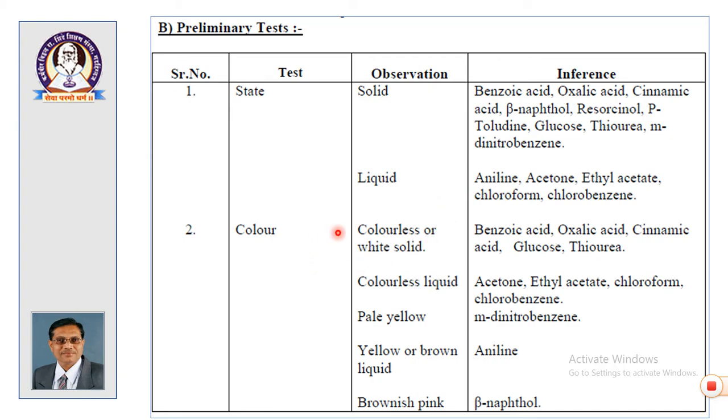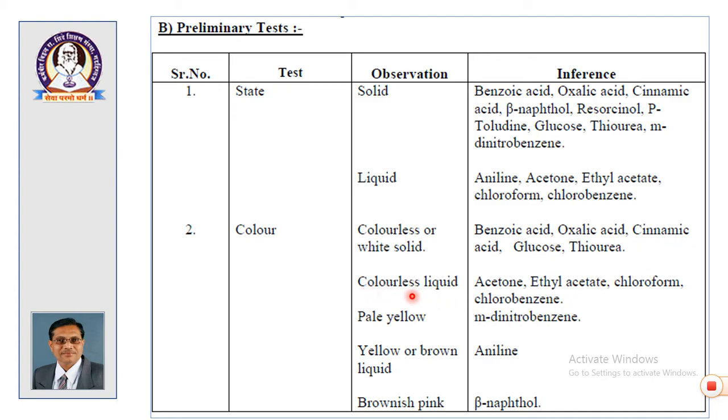Then second observation is color. Test is color. Observations are colorless. First is colorless or white. Whenever it is white, we say colorless. So, colorless compounds are benzoic acid, oxalic acid, cinnamic acid, glucose, thiourea. While reporting the inference, you have to write may be present. So, if colorless compound is there, then benzoic acid, oxalic acid, cinnamic acid, glucose or thiourea may be present. Okay. This is the style of reporting.